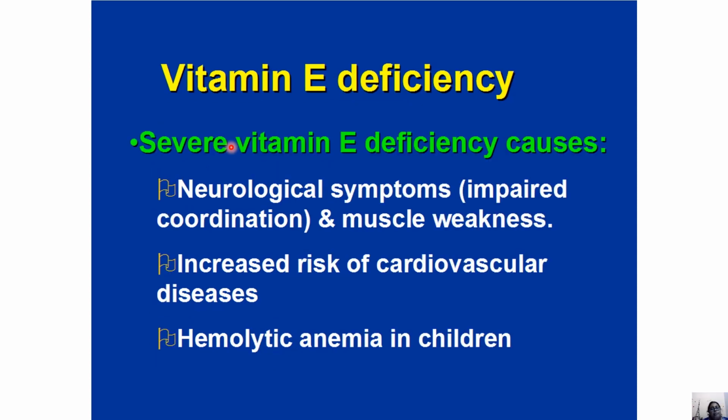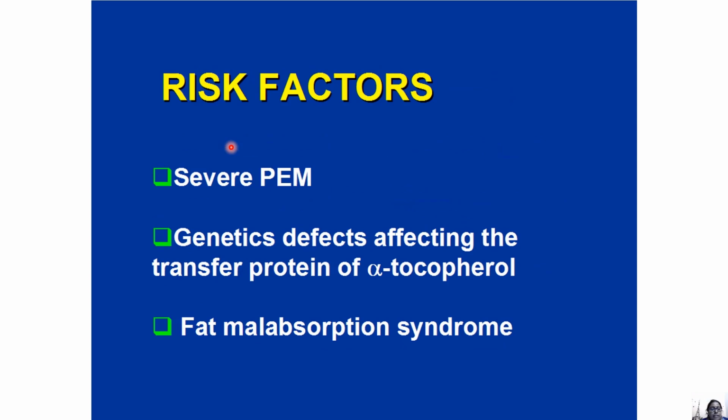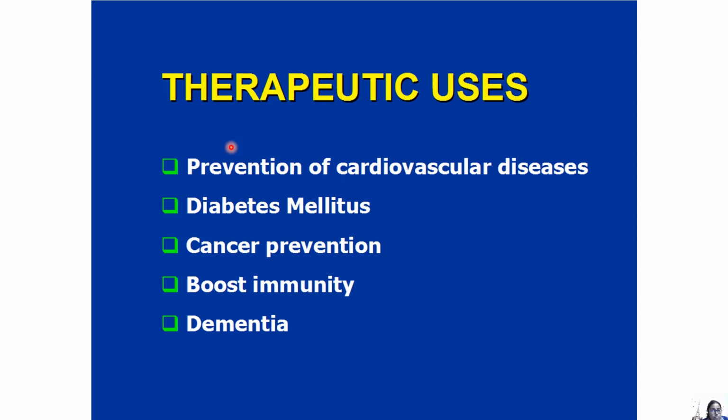So what can vitamin E deficiency cause? Severe vitamin E deficiency can cause neurological symptoms like impaired coordination and muscle weakness, increased risk of cardiovascular diseases, hemolytic anemia in children. The risk factors will be genetic defect affecting the transfer protein of alpha tocopherol. Okay, so what are the therapeutic uses? So it's prevention of cardiovascular disease, diabetes mellitus, cancer prevention, it boosts immunity, dementia, etc.